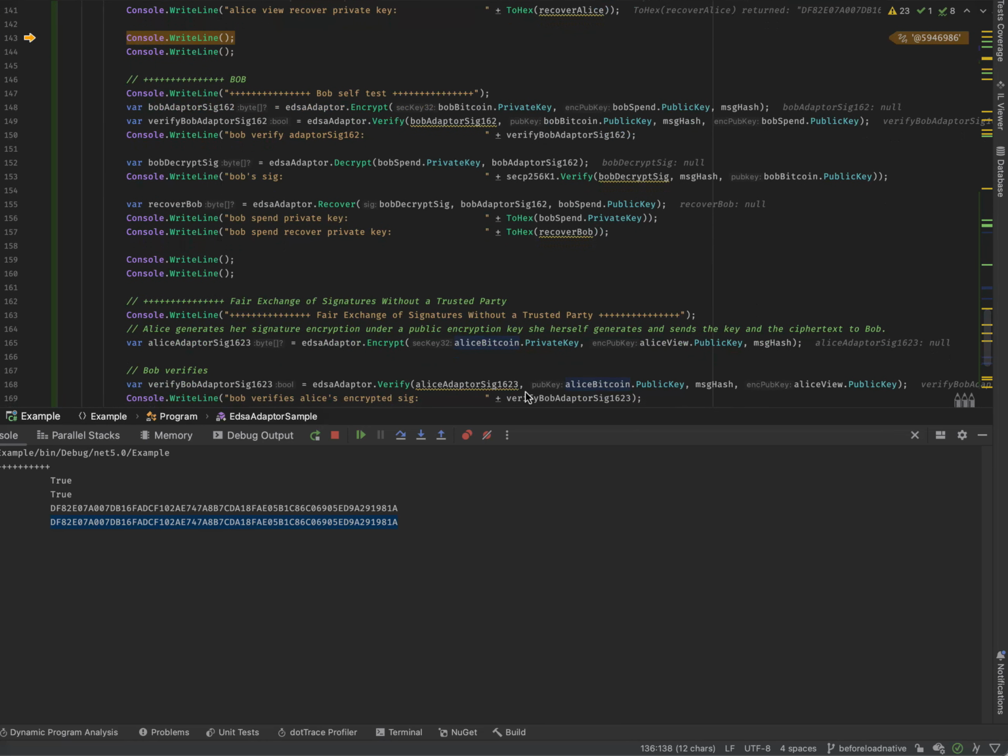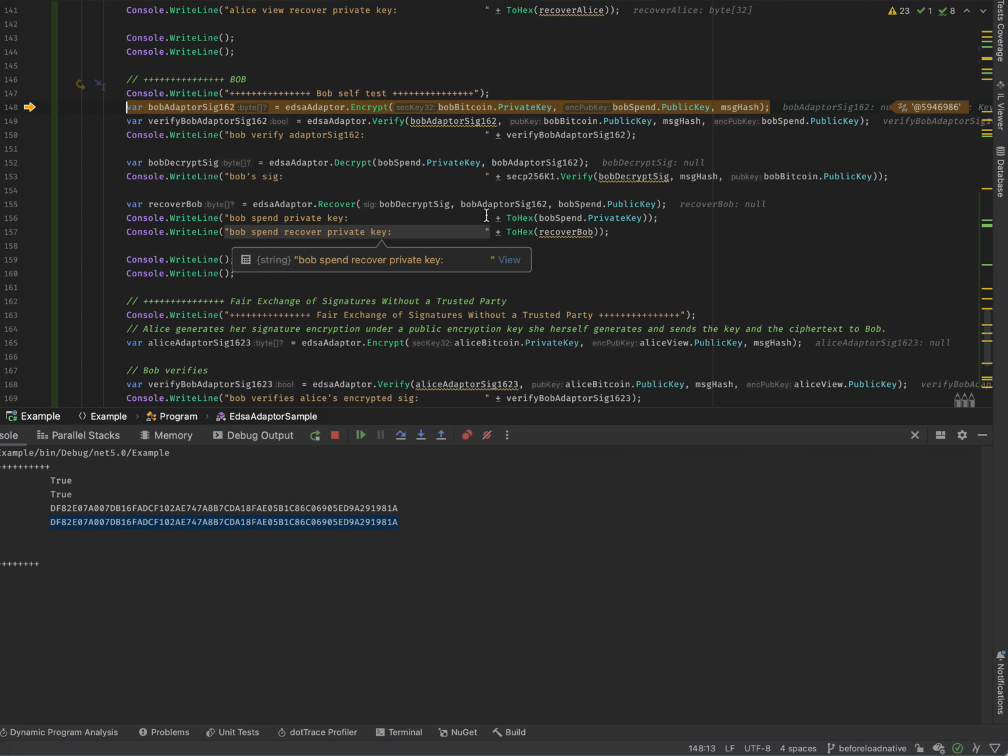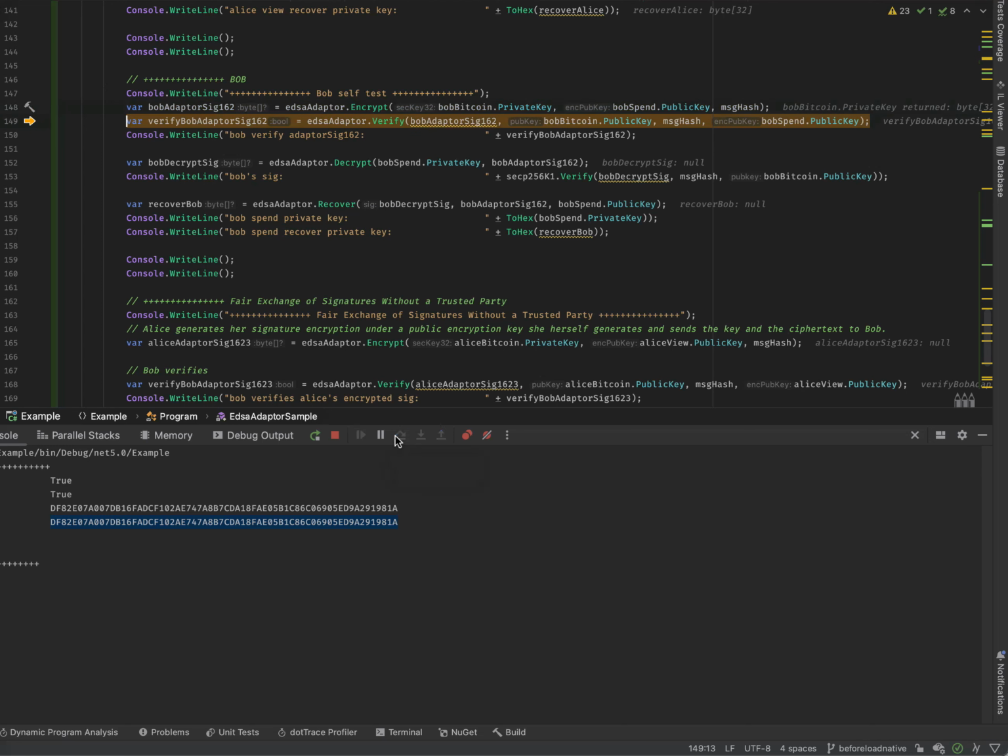Bob does exactly the same thing. He does a quick self-test. He takes his Bitcoin private key, his spend public key that he wants to leak to himself. He then encrypts the adapter signature and verifies that it is true. He will say, yes, it's true.